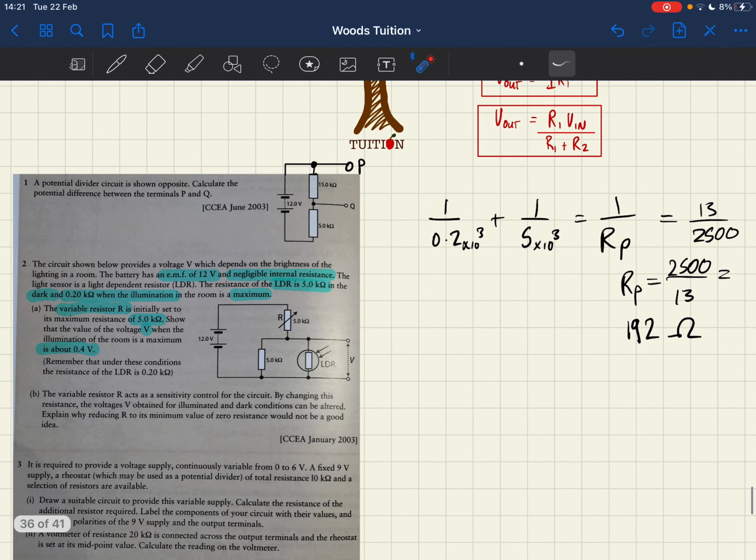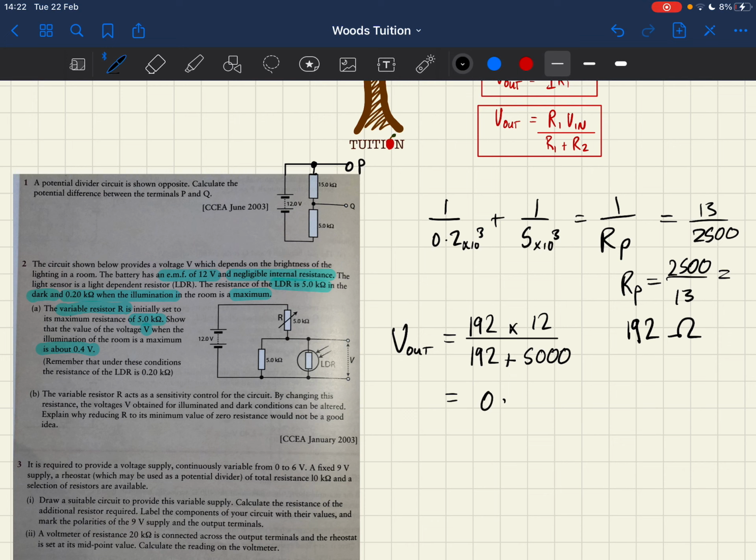So we need to find out what our V out is. V out is going to be equal to R1, which is 192, times our V in, which is 12 volts, over R1 plus R2, which is 192 plus 5 kilo ohms, which is 5,000. Putting all that in, we have 192 times 12 over 192 plus 5,000. And the total answer is equal to 0.444 volts, which is roughly equal to 0.4 volts, and that is our answer.